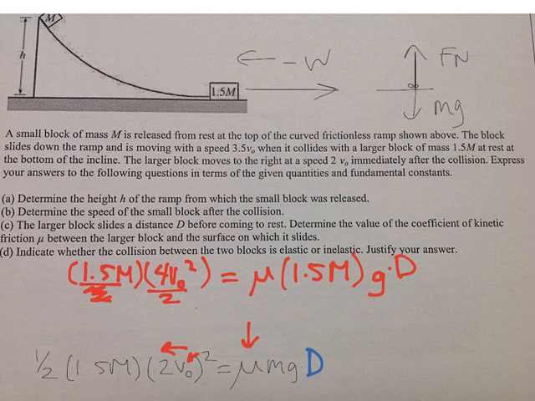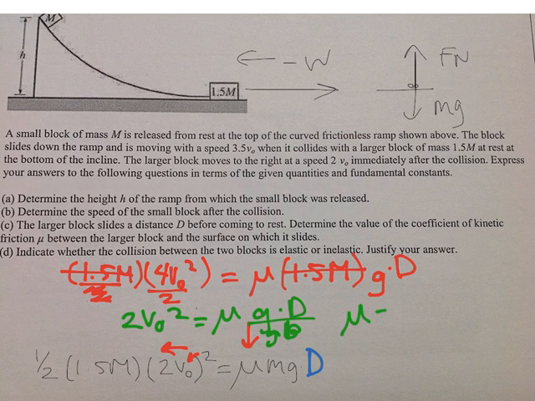So you'll notice you could either cancel out your m's or you can actually cancel out 1.5 m because they're the same in both places. Always try to simplify, make your life easier. And then 4 divided by 2, 2 v naught squared equals mu g times distance, and then divide by g and d on both sides to get 2 v naught squared over gravity and the distance.